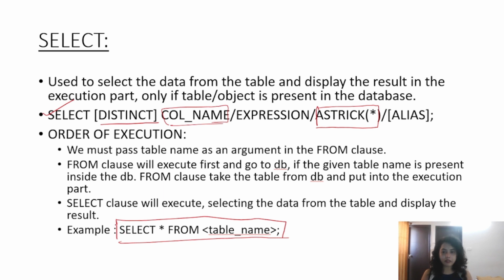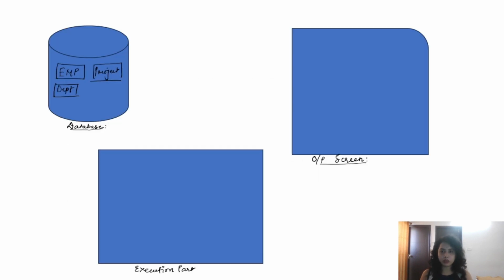And when you execute this, what exactly happens? What is the order of execution which happens in the background? I'll make you understand this. Now suppose you have a database here in which I have three tables. Now I want to do a select star. It will give me all the records from my table emp. If I write this statement, select star from emp, how does the order of execution happen here?